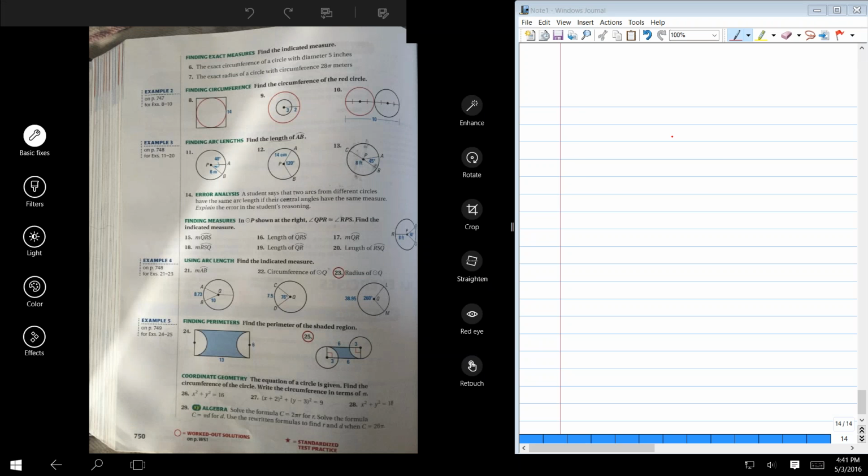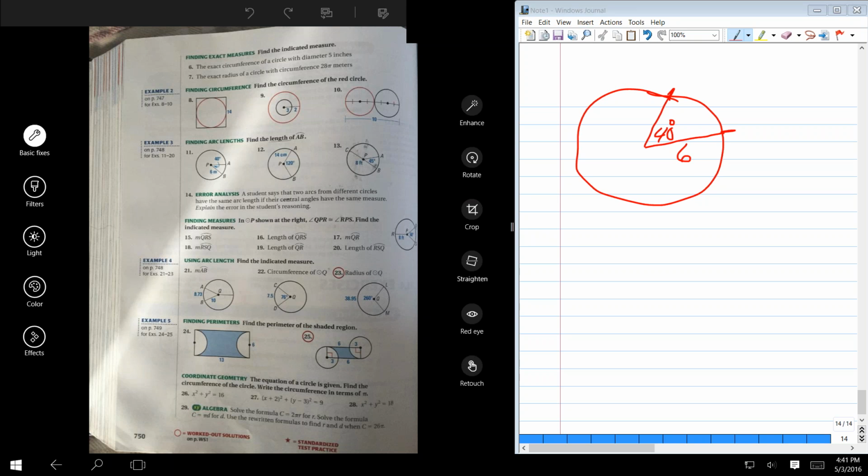So we have a circle and a sector that is 40 degrees, and this has a radius of 6. They want the distance from there to there.